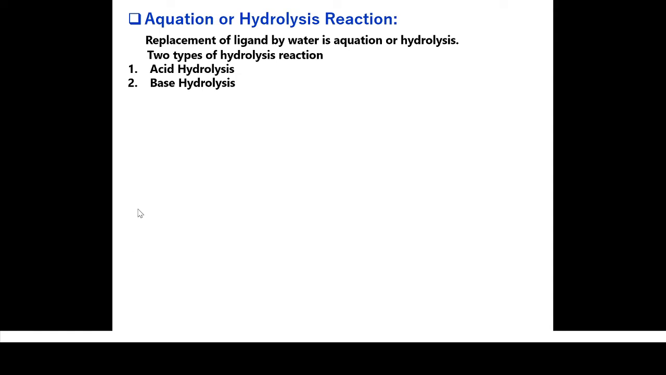What happened in this acid hydrolysis? When the replacement of ligand by water molecule or by H2O, it is nothing but acid hydrolysis, and the replacement of ligand by OH minus ions is nothing but base hydrolysis. This is the main difference between acid hydrolysis and base hydrolysis. In this lecture, we are totally focused on acid hydrolysis and factors affecting the mechanism of acid hydrolysis. Okay. So first, what is acid hydrolysis?